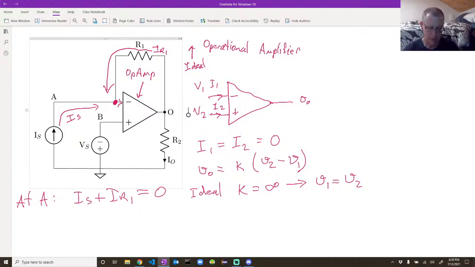There's no current flowing through here, right? Because of that equation there for the ideal op-amp, right? There's no current flowing into the op-amp. So the only currents flowing are the current from the current source and the current through R1. And then you should be able to see that IR1 is just equal to V out minus VA divided by R1.